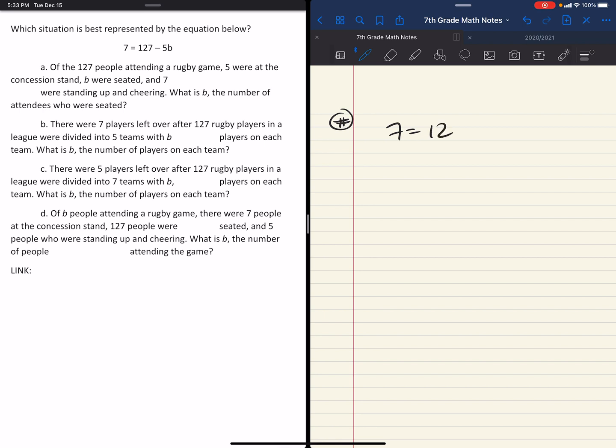7 equals 127 minus 5b. Now I'm going to go through each answer choice and see if it applies to the situation.